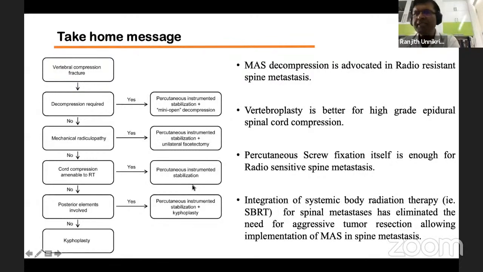Yes, sir. Thank you so much. I think, sir, one of the plus points was that we should not be doing more of kyphoplasty, and that is probably one of the new pieces of information which I saw when I went through it.